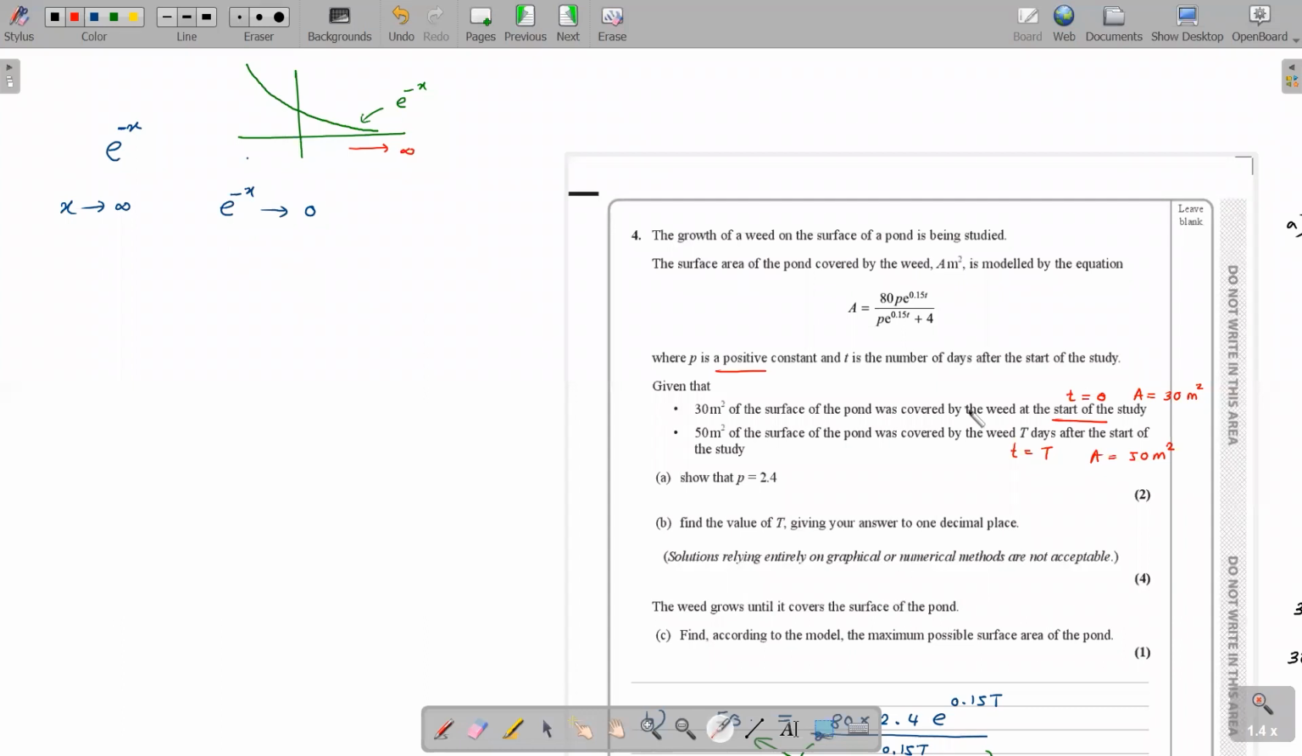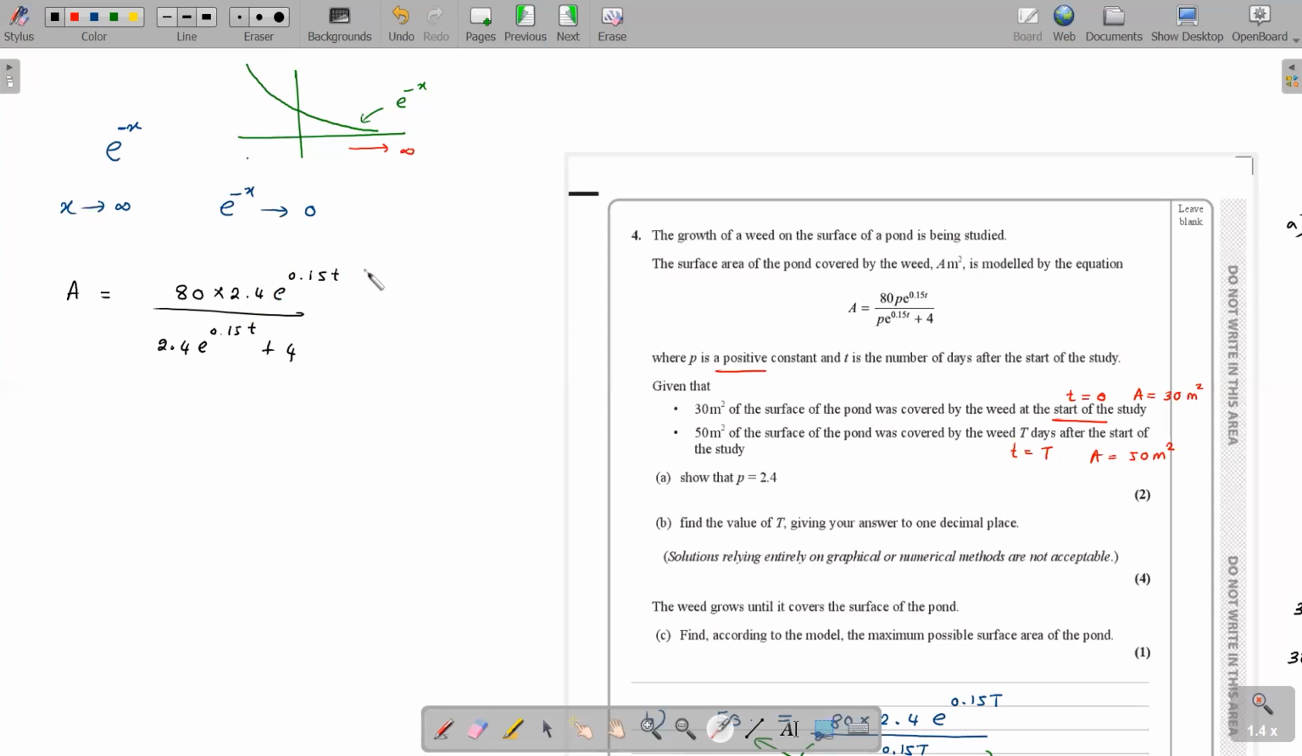So to do this 1 mark question, what we do here is, now they have told us the area A equals 80 P, where P is 2.4 e to the power 0.15 t divided by 2.4 times e to the power 0.15 t plus 4. They ask you to get the maximum value, or the limiting value. However, this would have been quite easy if I had e to the power negative. If my e to the power was negative, then I can use this rule, right? But now you can see it's e to the power positive.